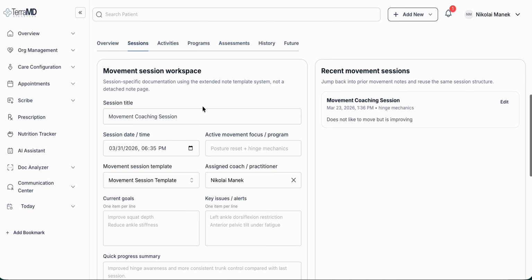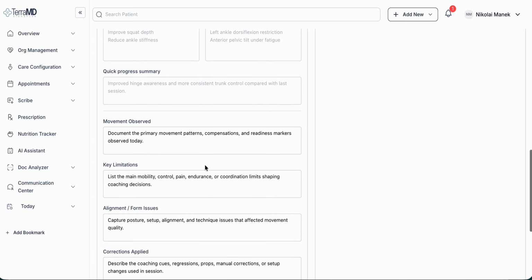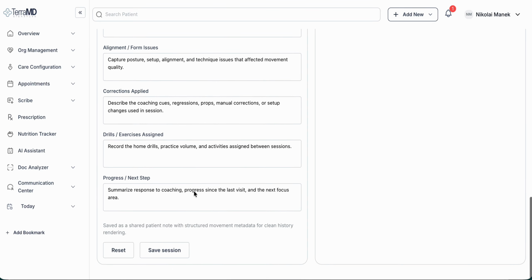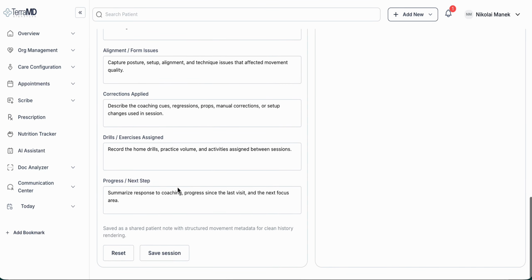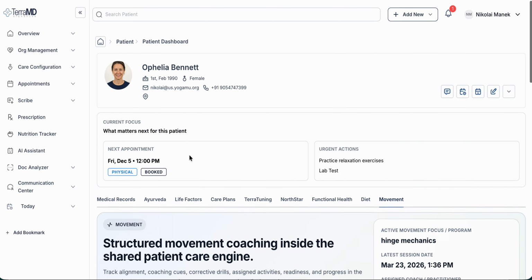You have a session title, focus, let's say posture reset or hinge mechanics, and current goals, key issues, a quick progress summary, movement, observe, key limitations, and so on. So it's all nicely explained, and you can track your sessions.